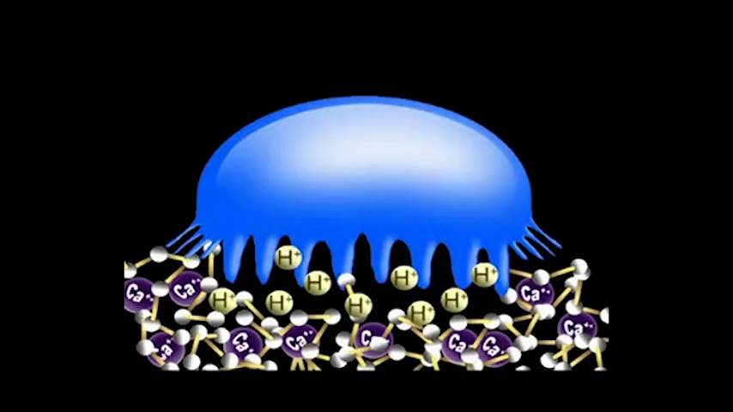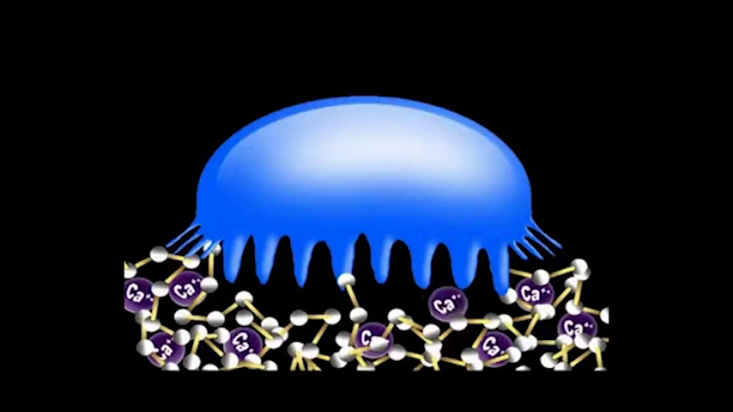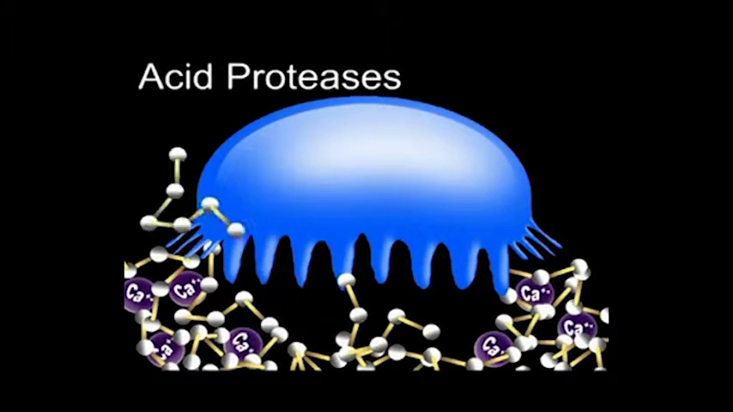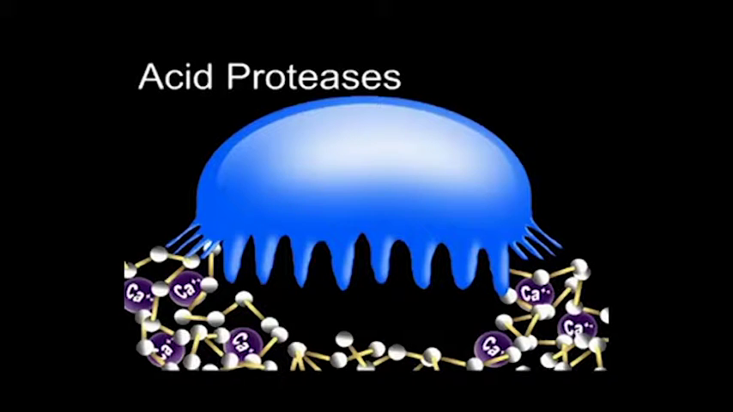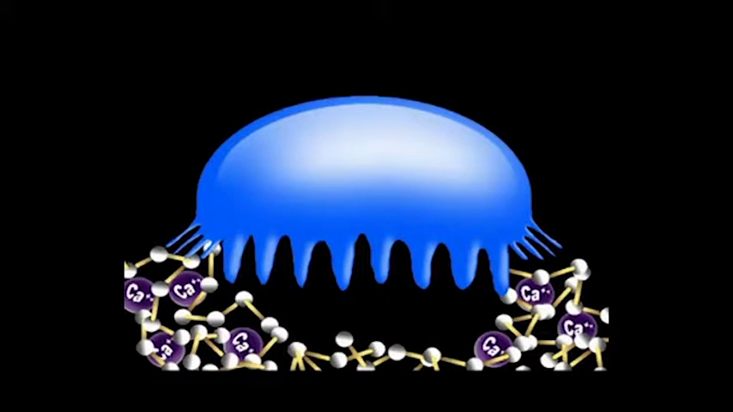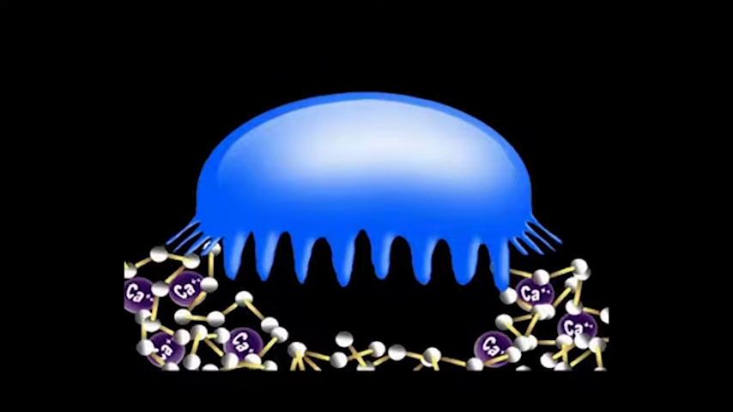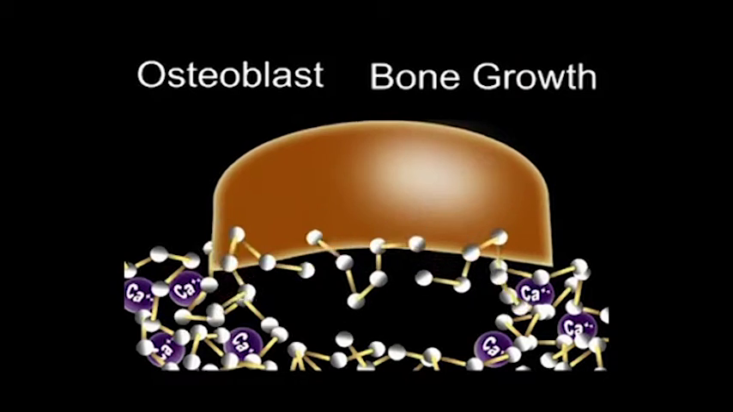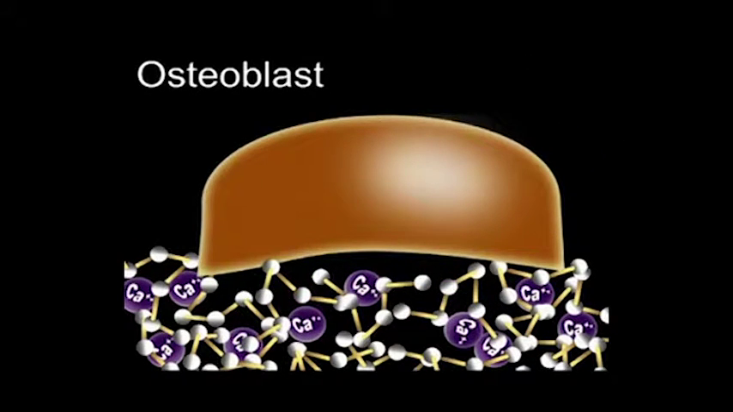The acidic environment in the lacuna dissolves the bone mineral, while the acid proteases hydrolyze the matrix proteins, destroying the bone matrix. After resorbing some of the bone, osteoblasts replace osteoclasts in order to promote new bone growth and mineralization on the same site.